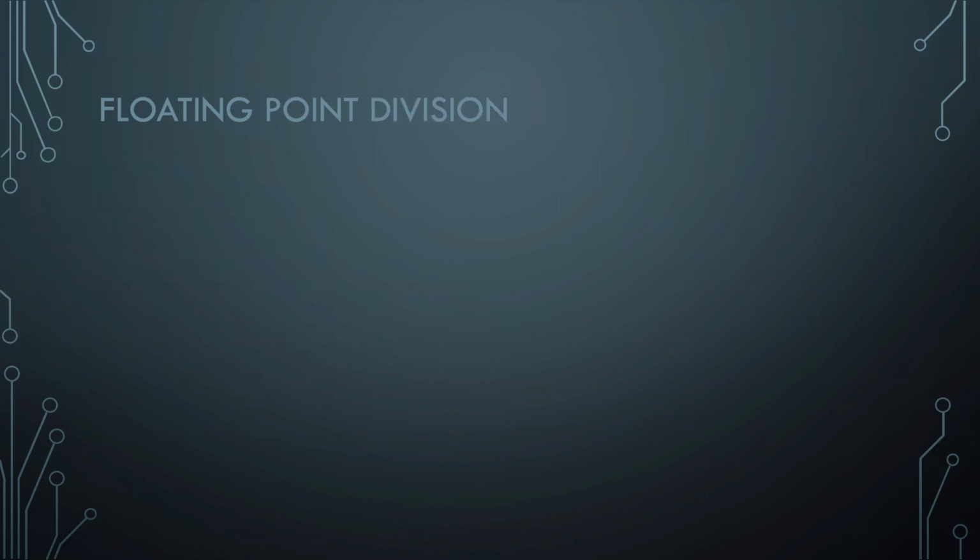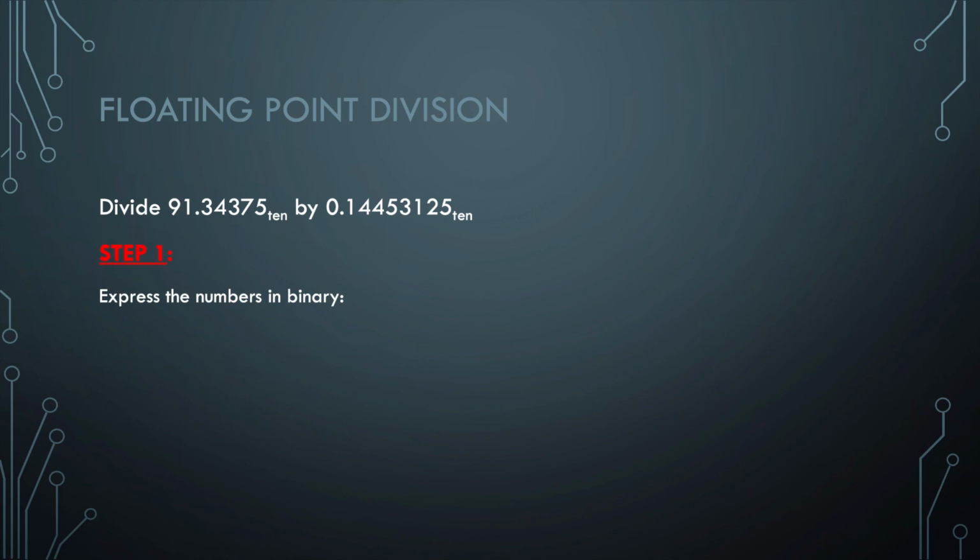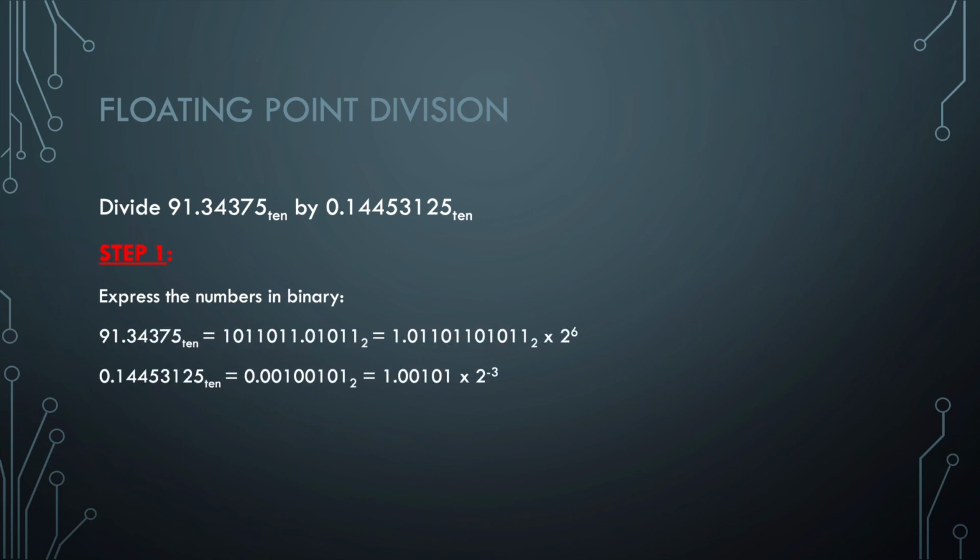Now we will study the floating point division, while also taking an example and doing it step by step. So we need to divide 91.34375 and 0.1445325, both of them in base 10. The first step we need to do, similarly to the multiplication, is to express both numbers in binary.